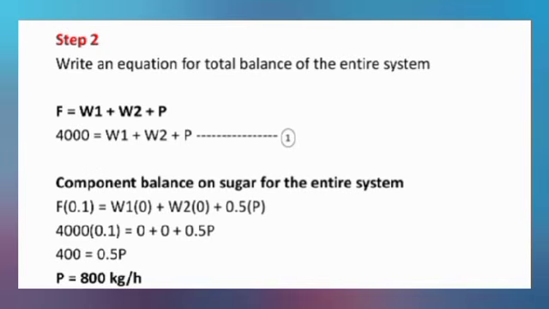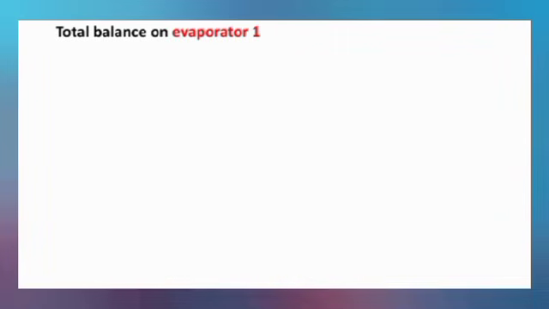So at the end, we are going to obtain this particular figure, that is 800 kg per hour. So after getting this particular figure, we can continue solving for the remaining variables by regarding the system to be only one evaporator. We will consider only one evaporator to get the remaining variables.